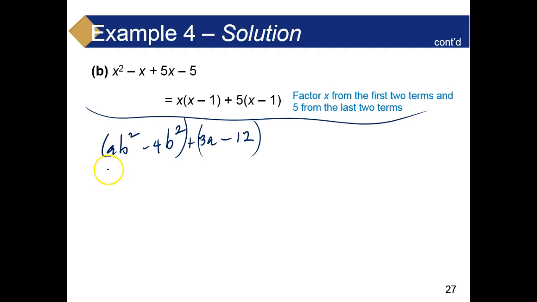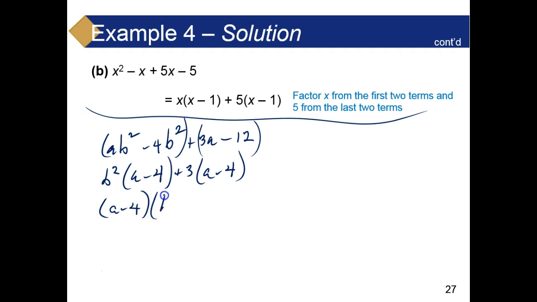What do you notice about the first group? Common factor of b squared. Factor that out. What's left? A minus 4. And in the second group, plus 3. And what's left? A minus 4. And now what? Factor out the a minus 4, and what's left? B squared plus 3. Excellent.